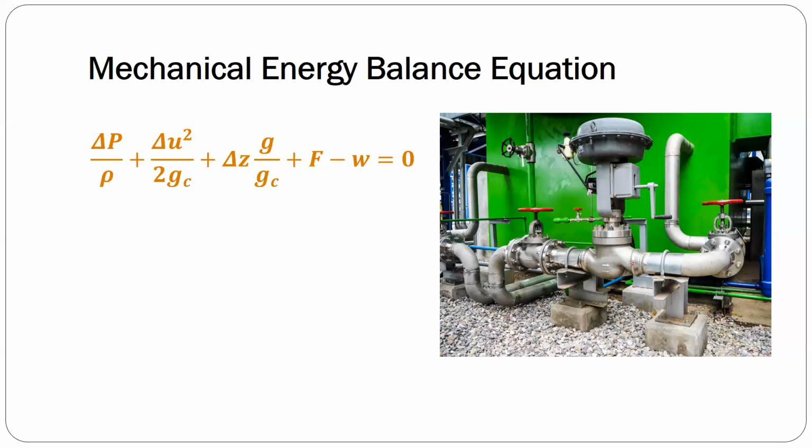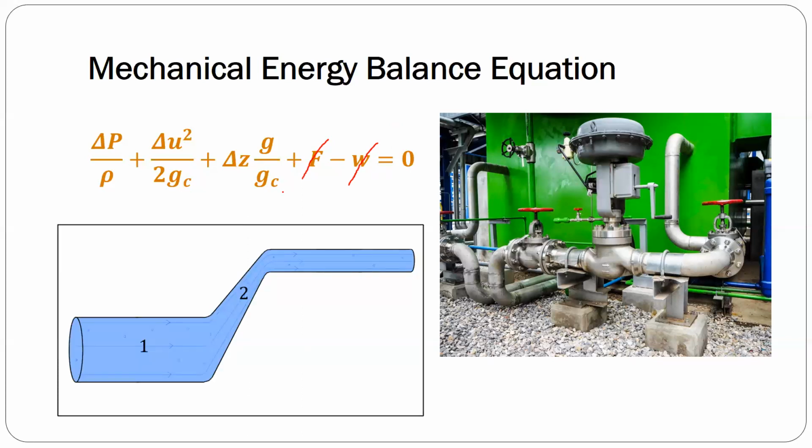Now, let's say we have the friction term vanish. In other words, there is no friction, the fluid is inviscid. And also let's say that there is no shaft work being done on the fluid. So we're left with three terms of the mechanical energy balance equation. This equation is also practical. It can do a lot of things as well.